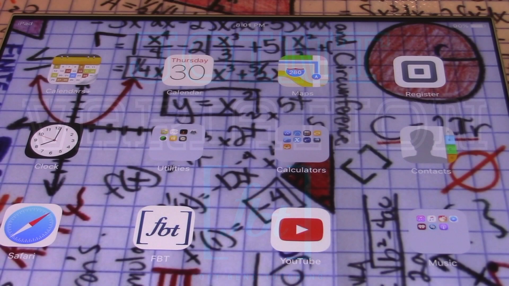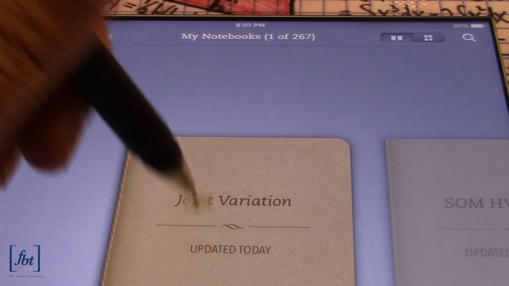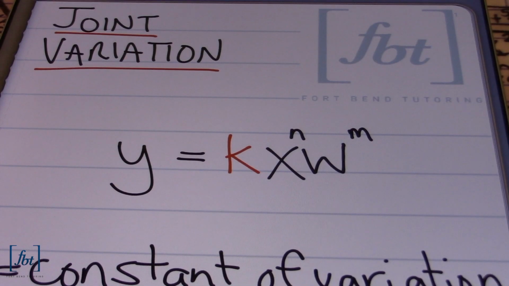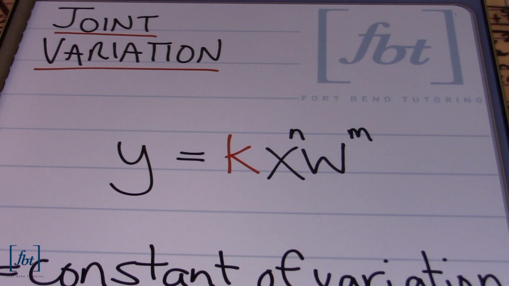Hello ladies and gentlemen, this is Mr. Whit with Fort Bend Tutoring, and today's tutorial we'll be talking about joint variation. That's right, joint variation. And what is joint variation, you may say? Well, it's a form of variation where you'll have a variable that varies as the product of two other variables and or functions. Basically, you'll have more than one thing multiplying on your constant of variation here, and that's why they'll call it joint variation, that the product of these two separate functions are multiplying with your constant of variation.